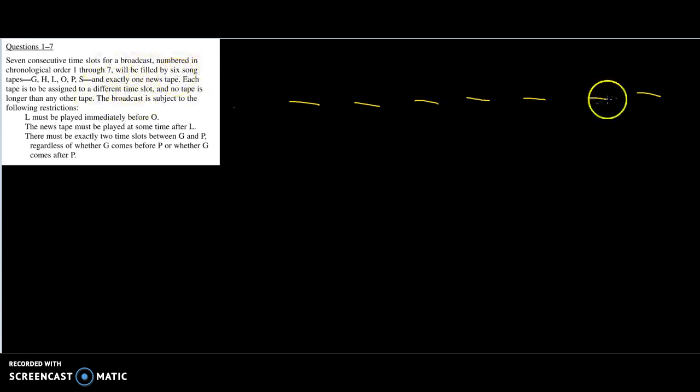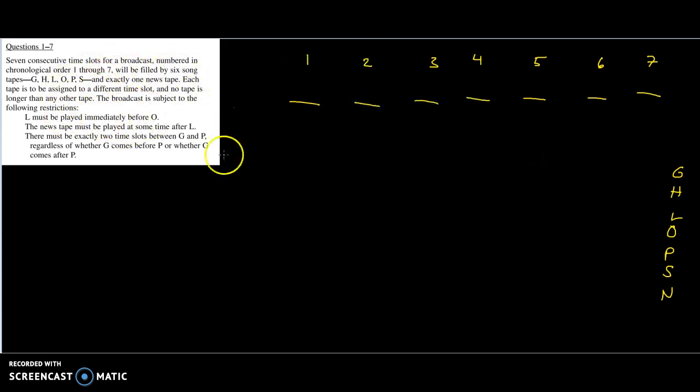So let's make a list of, okay, what are our players here? We have G, H, L, O, P, S, and then they said 1 news tape. I'm going to put that as N, because I'm just that original. You don't have to go quite this far, but for the sake of the video, let's number these slots here. Okay, and then it says each tape has to be put in 1 space, and then what are the rules here?